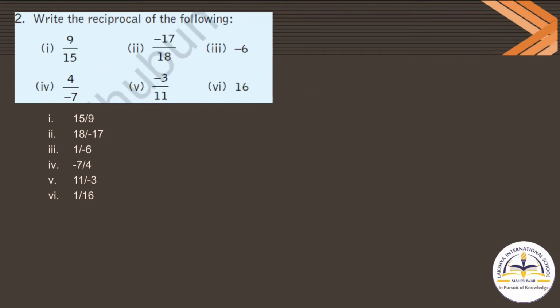Now question number 2, write the reciprocal of the following. 9 by 15, so the reciprocal will be 15 by 9. Next, minus 17 by 18, so the reciprocal is 18 by minus 17. Then 1 by minus 6, 4 by minus 7, minus 7 by 4, minus 3 by 11, 11 by minus 3.